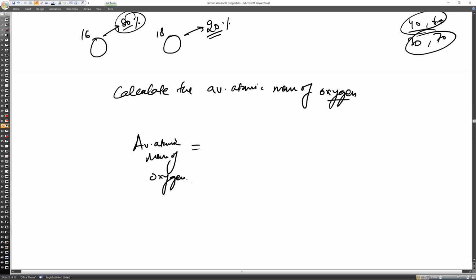Calculate it fast. Are you calculating? Yes, sir. You have to write it. The percentage of the first one is 80 upon 100 into 16, the mass of the first one, plus 20 upon 100 into the mass of the second, which is 18. Okay, now calculate it.